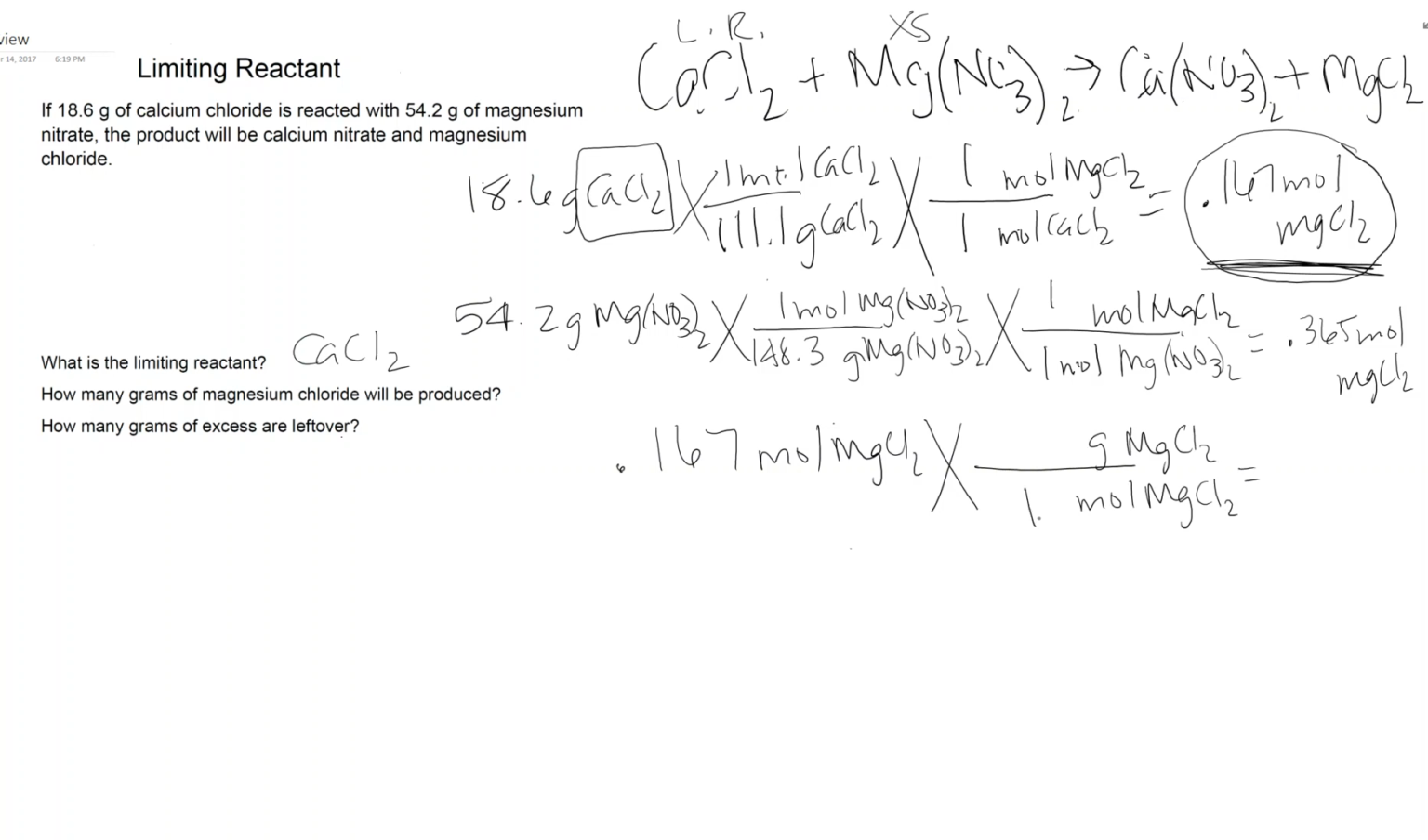Following the mole roadmap, we're going from moles to grams. 1 mole goes on the bottom, and the molar mass of MgCl2 goes on top, which is 95.3 grams. When you take 0.167 and multiply it times 95.3 divided by 1, we get 15.9 grams of MgCl2, which is our second answer.